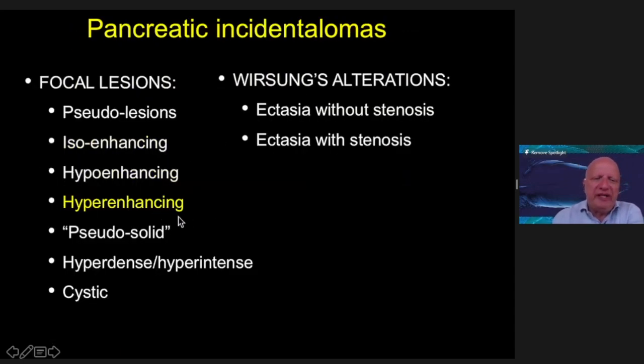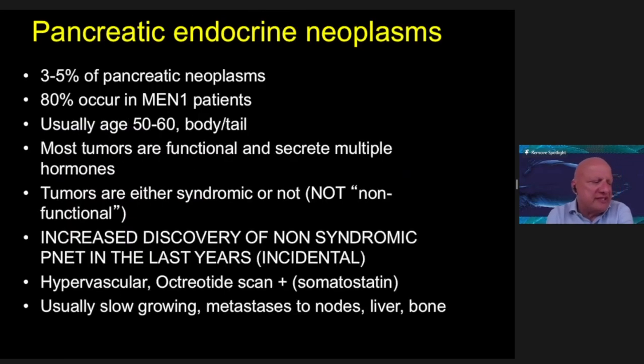In some situations, we can have a hyperenhancing lesion. And of course, when we discuss hyperenhancing lesions, we think about pancreatic endocrine neoplasms, which are not really frequent, but are more frequently discovered day by day, especially lesions which are not syndromic. So in 80%, they are related to patients with MEN1, usually 50 to 60 body tail.